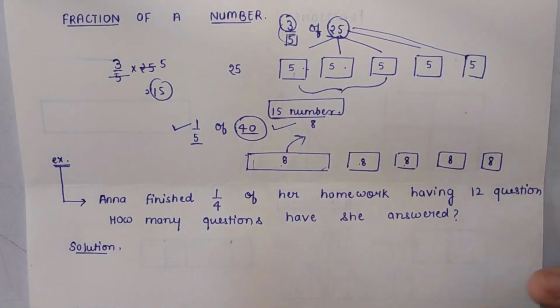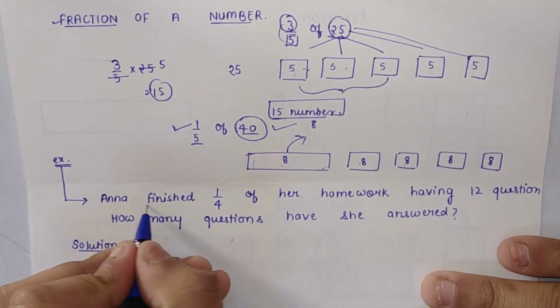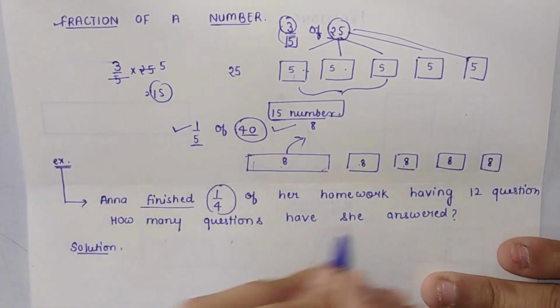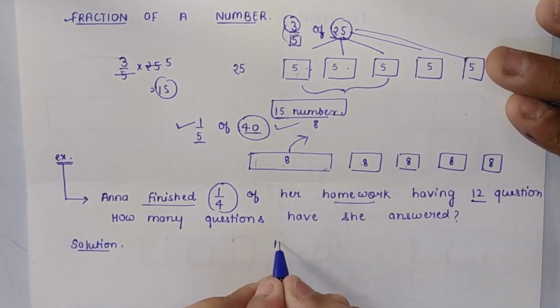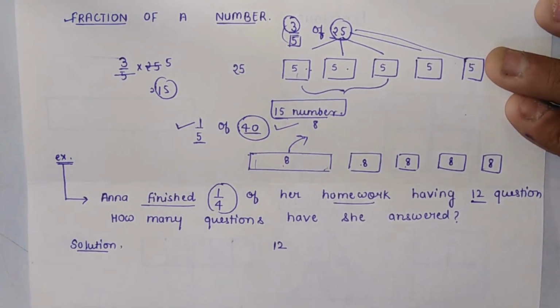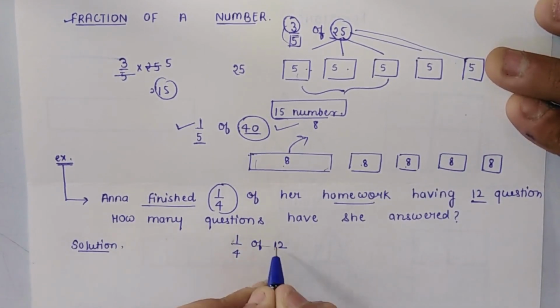Let's take a look at a word problem based on the previous concept, fraction of a number. Anna finished 1 by 4 of her homework having 12 questions. How many questions has she answered? It's a very simple word problem. There were a total of 12 questions in her homework assignment, and she has answered 1/4 of it. So how many questions has she answered? 1 by 4 of 12.